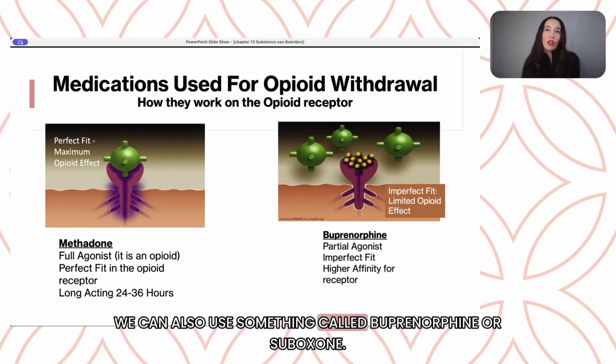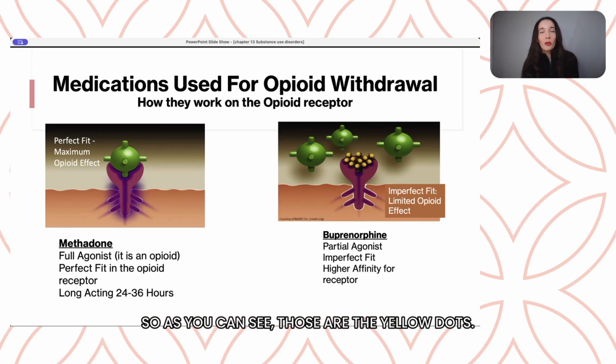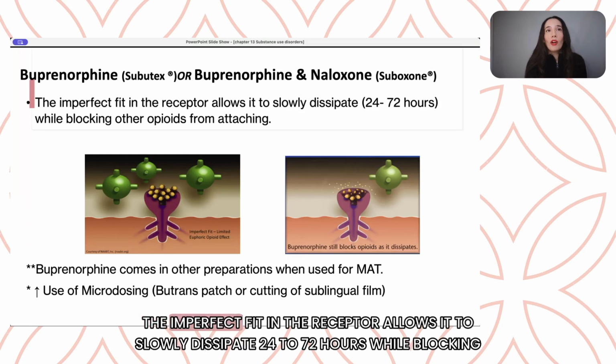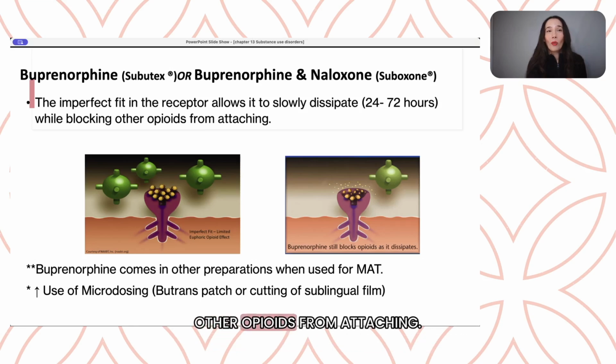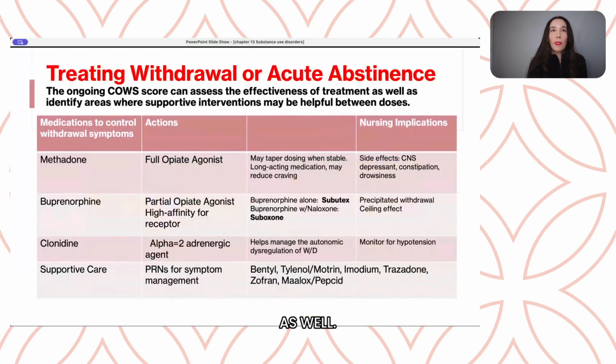We can also use something called buprenorphine or Suboxone. This is a partial agonist. As you can see, those are the yellow dots. It fits in, but it's an imperfect fit. So it doesn't stimulate the receptor 100%. It only stimulates it partially. The imperfect fit in the receptor allows it to slowly dissipate over 24 to 72 hours while blocking other opioids from attaching. Buprenorphine comes in other preparations, such as a sublingual film, or there is an injectable version as well.